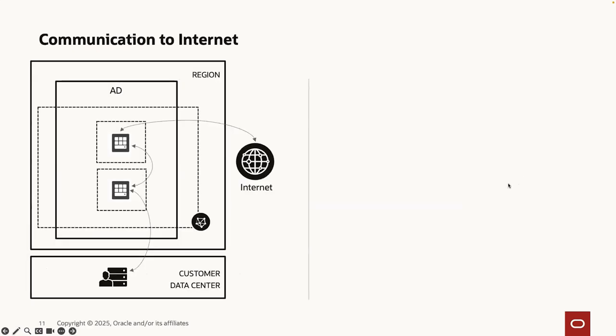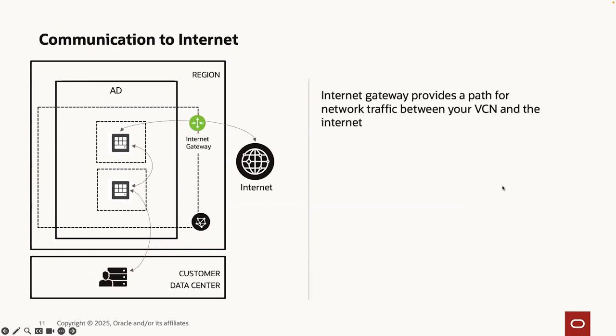Moving on to communication to the internet. The first gateway we'll be covering is the internet gateway, and this is pretty straightforward. This internet gateway provides a path for traffic between the VCN and the internet. And you can only have one internet gateway per VCN, so it's a one-to-one relationship there.